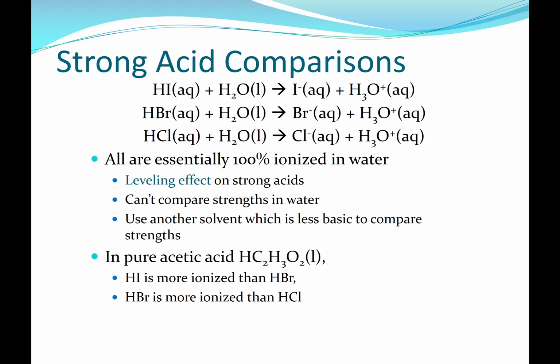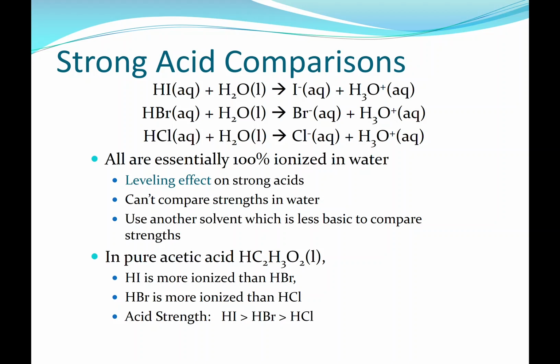And so if we try to dissolve HI, HBr, HCl in pure acetic acid in the liquid form, what we will observe is that, in fact, in this case, HI is going to be more ionized, so we have more ions in solution than HBr. HBr is going to be more ionized than HCl. And so now we can make this comparison. Even though they're all strong acids in aqueous solution, we can rank them now by making the observation in pure acetic acid. And so the acid strength then ends up going HI, HBr, HCl, with HI being the strongest and HCl being the weakest of these three strong acids.